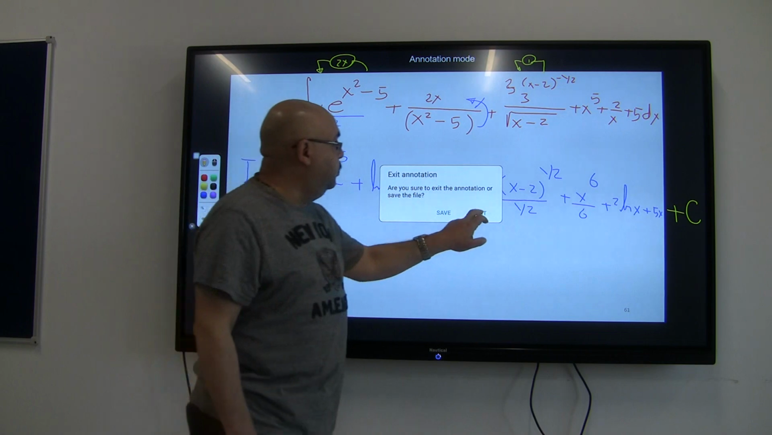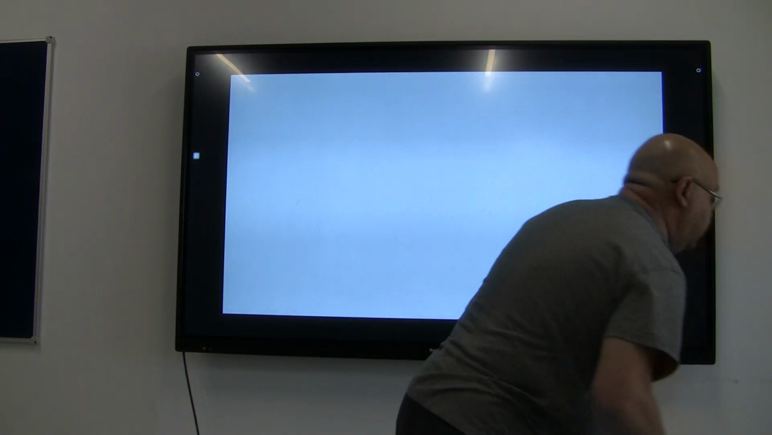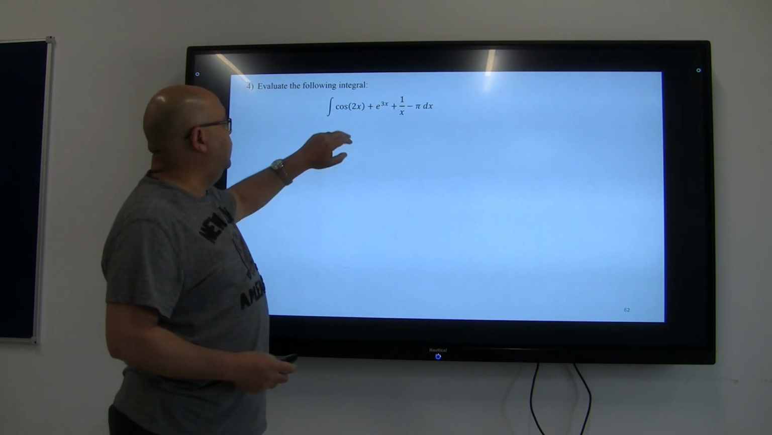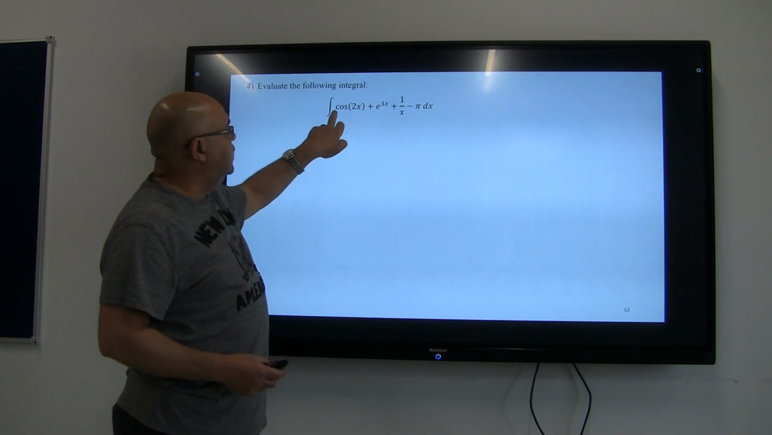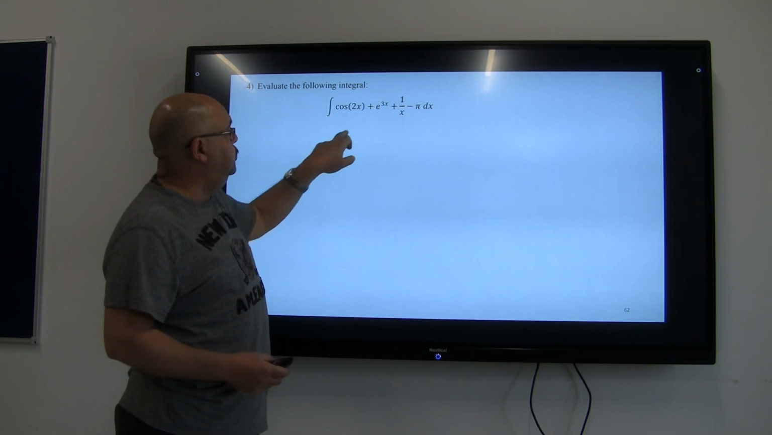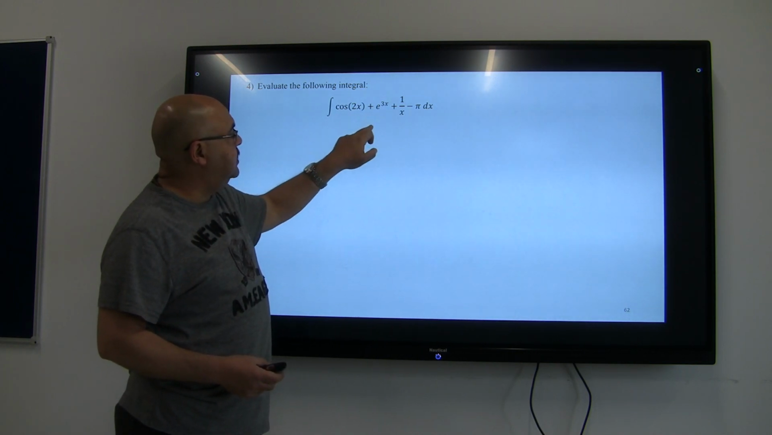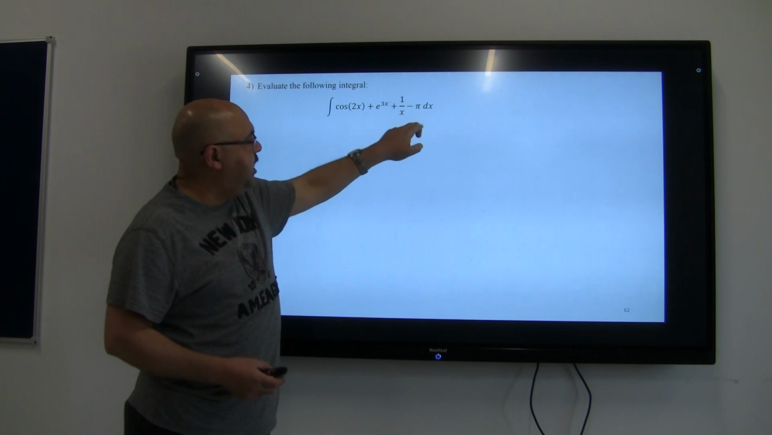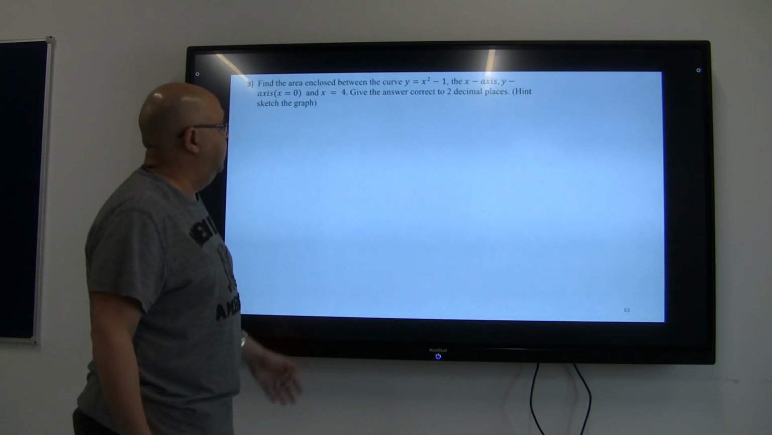Okay, let's move forward. I'm sorry if I've been too long. This, as I told you, is going to be very, very simple. Once you know, this is going to be sine of 2x over 2. This is going to be e to the power 3x divided by 3. This is going to be ln x. This is going to be minus pi x plus a constant. Very easy.